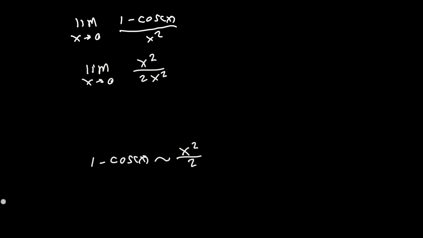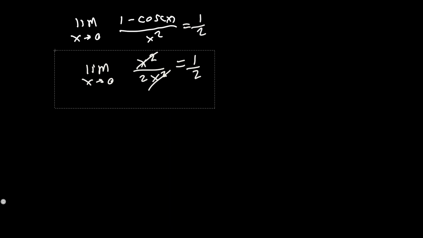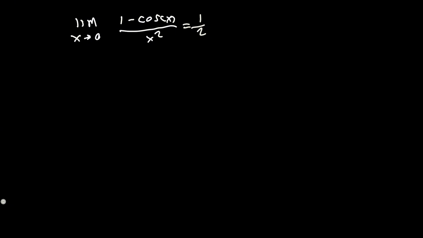Here we see that the x squares are going to cancel out, which just leaves 1/2. So our original limit is 1/2. And we could also confirm this by using L'Hopital's rule.